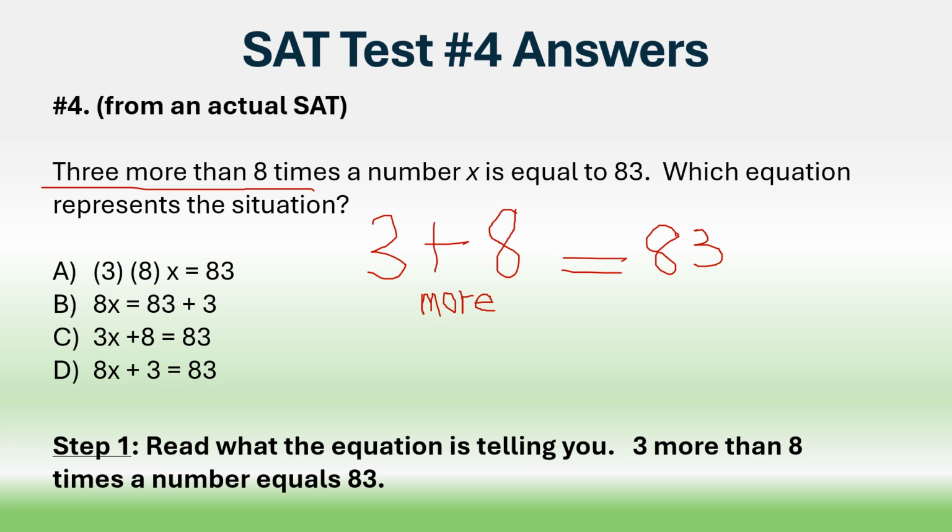So since they give you a choice on the SAT, here it is. So which one of these is like this? Well, this says 3 times the number plus 8. So that reversed it. This says 3 more than. This is the reverse. This says 8 times the number equals 83 plus 3. Don't get confused. This says 3 times 8 times the number equals 83, completely off. This is your only choice.